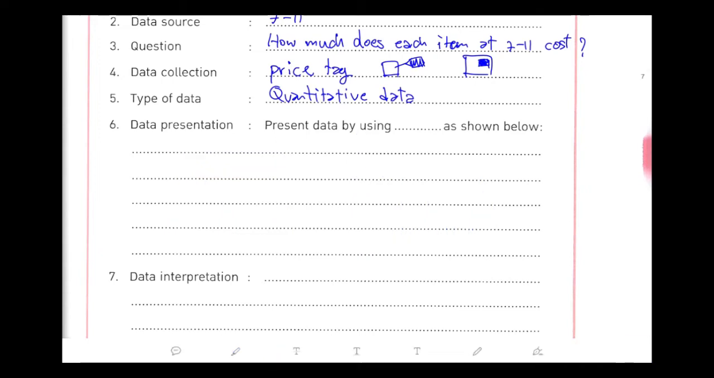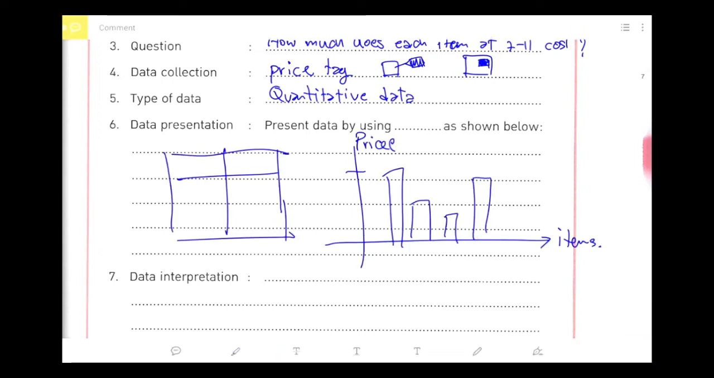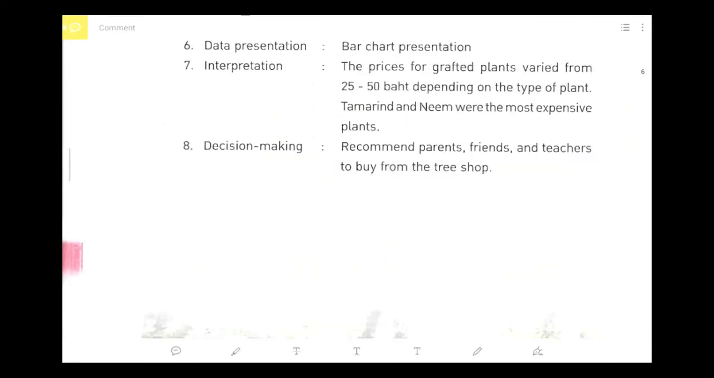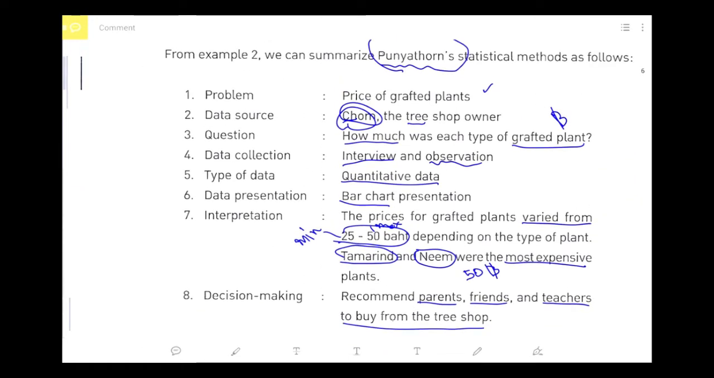Up to you. This one, data interpretations, you can just go back to see Mr. Panyaton again. He says the prices of grafted plants, then for you it would be the prices of items. It varies. You can just look at your local store, maybe the 7-Eleven. You can look at which one is the most expensive, which one is the least expensive, so you can just write it down, and then you come to decision making, right?